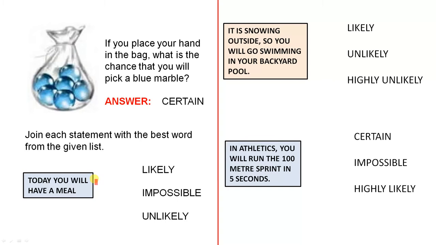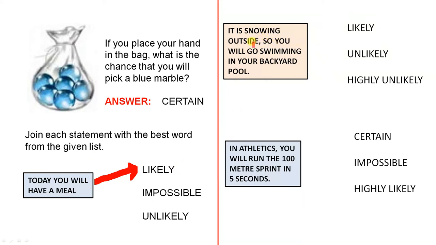Given that it is a normal day where everything goes very well and there are no problems, I would say it is very likely that you will have a meal. In other words, the description is likely. That's the best description. Of course, impossible means you won't eat at all, and unlikely means there's very little chance you'll eat. I reckon likely is the best description.